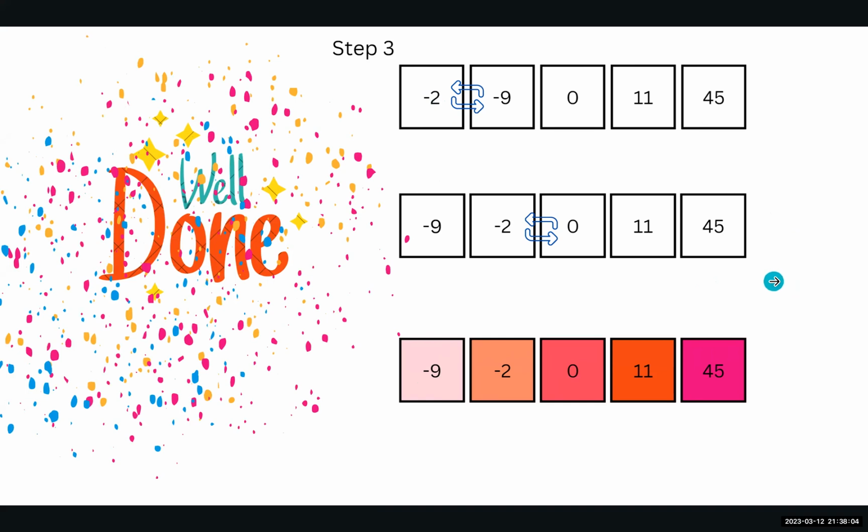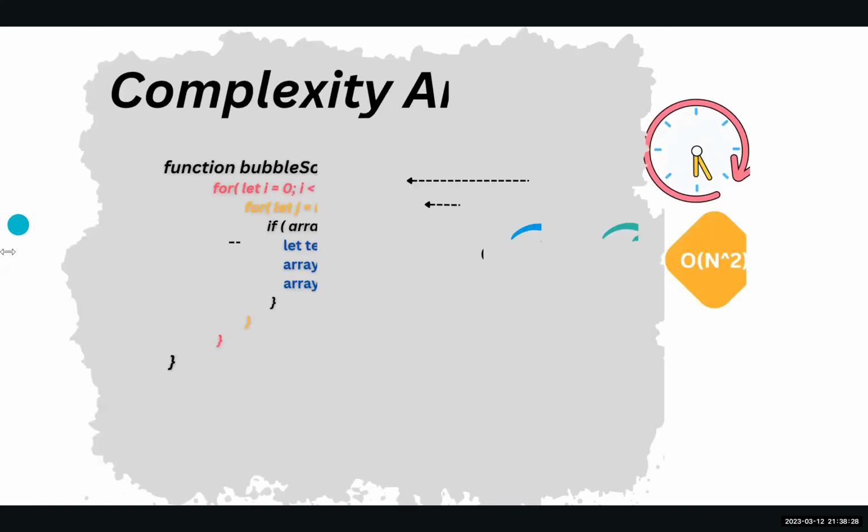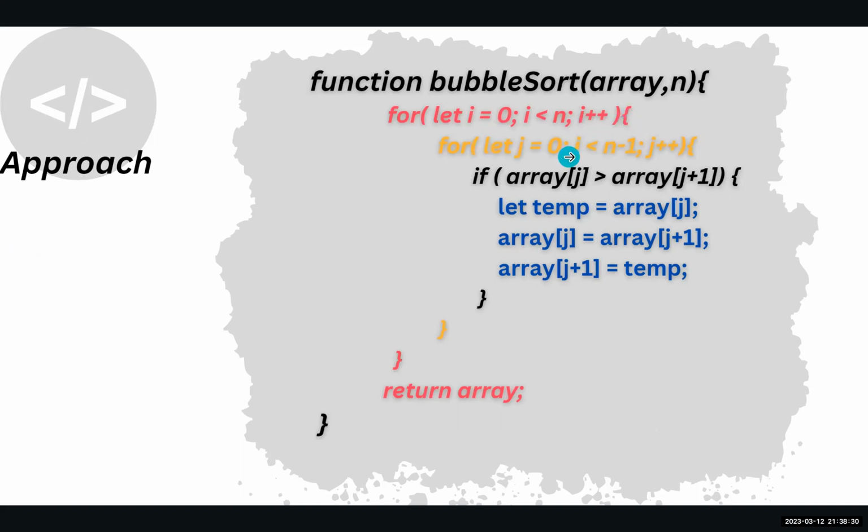Now let's look into the approach or the code base, how we are going to apply that. We have a function bubble sort, which takes as arguments the array and the size of the array, that is n. We will be using loops here. This outer loop will be helping us to reinitiate our swapping process for each element again and again until our array becomes sorted.